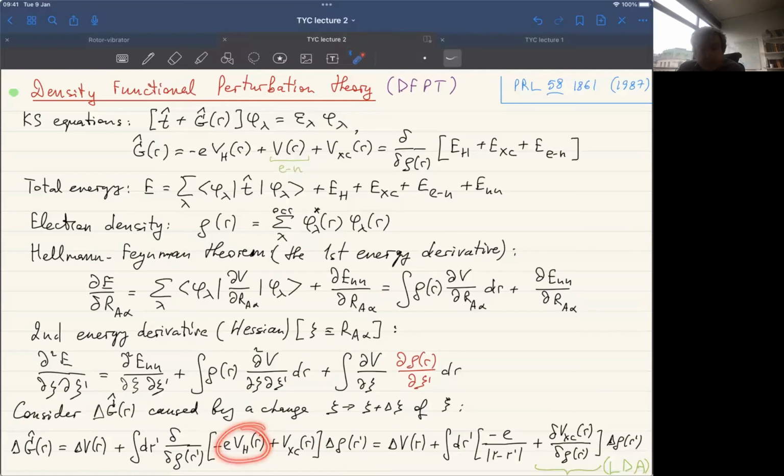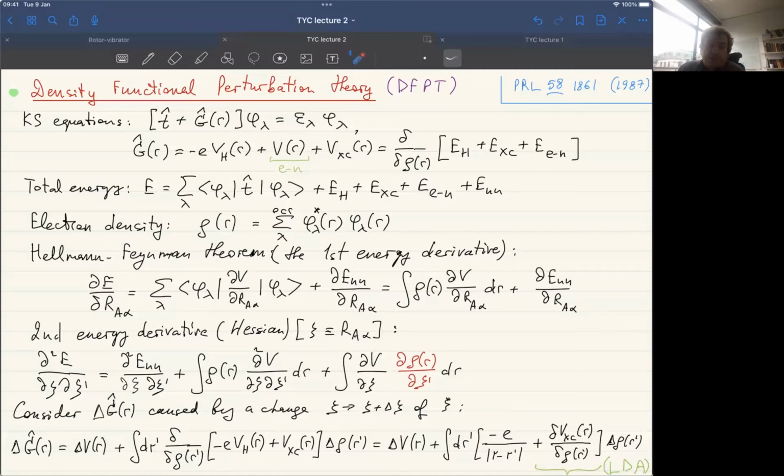This operator depends on electronic density in a very simple manner. It's just a Coulomb potential. So for this term, this functional derivative would give you just a pure Coulomb potential. Exchange correlation potential depends on electronic density in some non-trivial way. And therefore, the variation of that potential with respect to density would be a derivative of the potential with respect to the density, at least in a local density approximation, LDA.